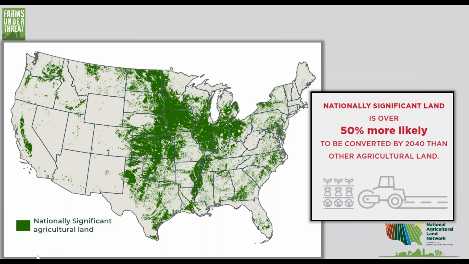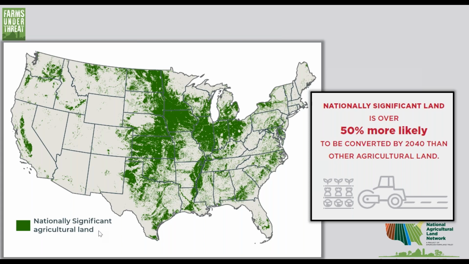Our modeling shows that nearly half of the projected conversion from 2016 to 2040 will occur on this land, even though it represents only 30% of the country's farmland. The more nationally significant land converted, the more reliant we become on marginal land for food production. And to put this potential loss of 9 million acres of nationally significant land nationally in perspective, the total acreage of land in the U.S. devoted to fruit and nut and vegetable production is just 10.4 million acres.